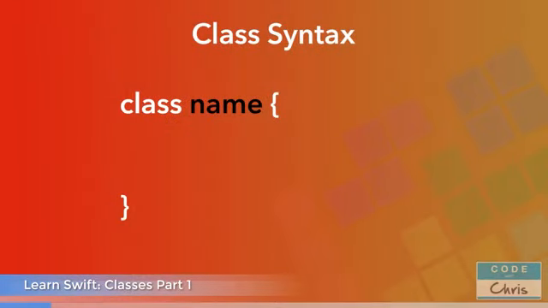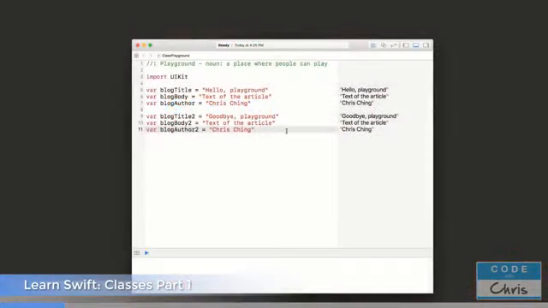So first of all, you have the class keyword. Next, you have the name of the class, and this is going to be the name of your data type. Then you follow by 2 curly brackets, and inside those 2 curly brackets is your class definition. Let's take a look at this back in our playground.